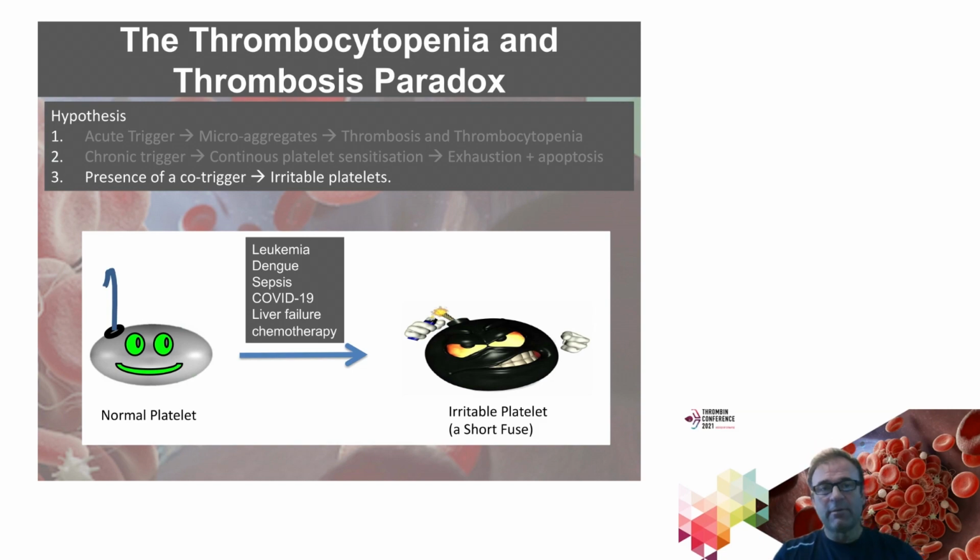Well, the third explanation for the paradox between thrombocytopenia and thrombosis is very simple. In diseases like leukemia, dengue, sepsis, COVID, liver failure, chemotherapy, we know that the blood is very active. The white blood cells are increased. There are several acute phase proteins, and most probably your platelets are irritated by all those pathogenic factors. Well, lucky for us, platelets are protected against complete activation, but the irritation, of course, takes place.